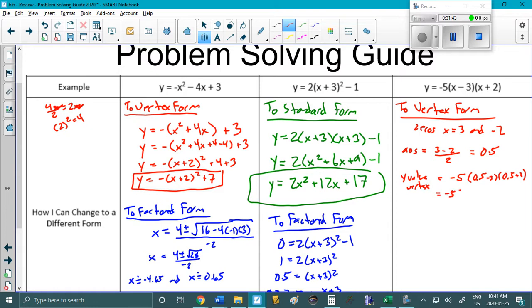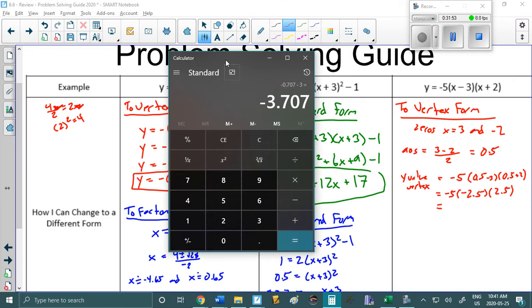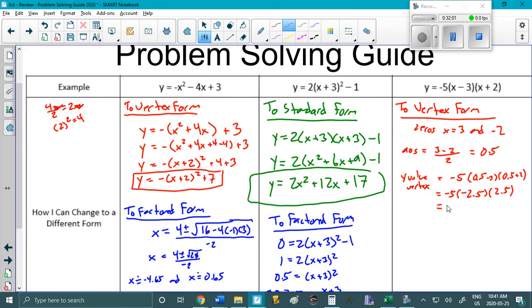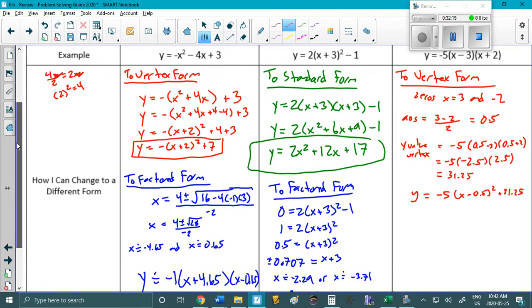And we get negative 5. 0.5 minus 3 is negative 2.5. And 2.5, again, we like that. That tells us that we're on the right track. And then we've got 2.5 times 2.5 times 5, which is 31.25. We got two negatives, so they cancel out. So 31.25, which means that y equals a, which is negative 5, (x minus 0.5) squared plus 31.25.